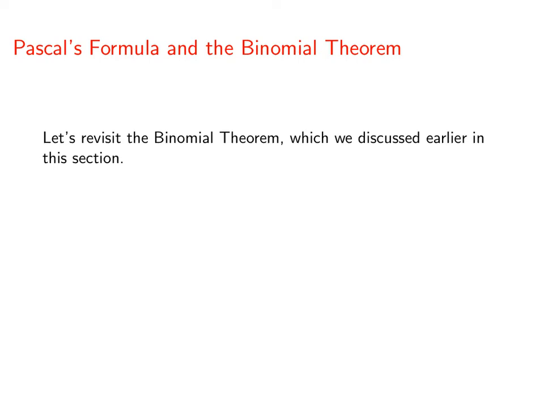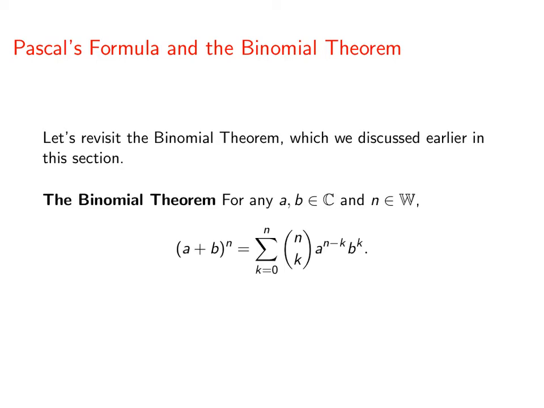Hello, discrete math fans. We're going to revisit the binomial theorem. We talked about this earlier in this section. The binomial theorem says that for any complex numbers a and b, and any whole number n, (a + b)^n can be written as a sum of monomials: the sum, where k goes from 0 to n, of n choose k times a^(n-k) b^k.